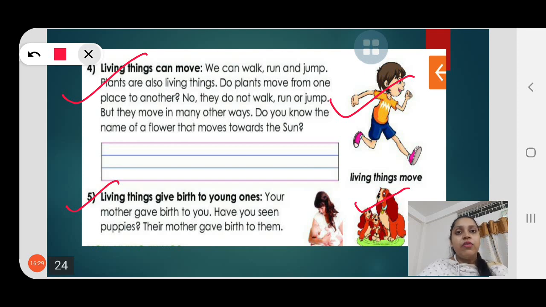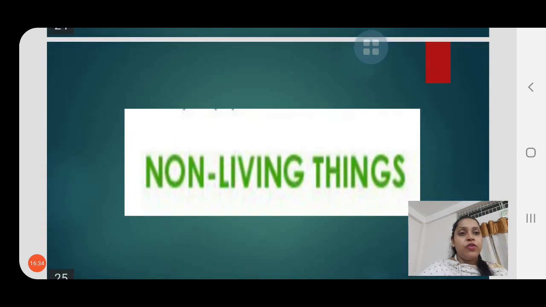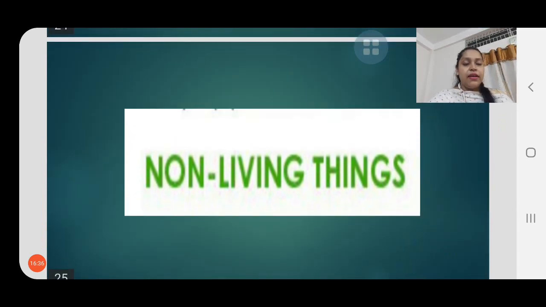Okay children, now we have all understood what living things are. Living things are those things which can breathe, which can grow from small to big, which need food and water to live, and which can move. So these are living things. Now children, we will study non-living things.